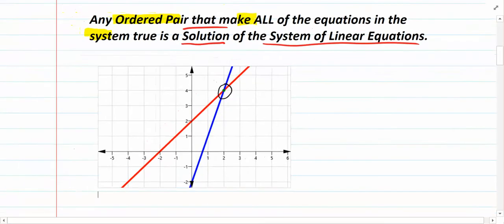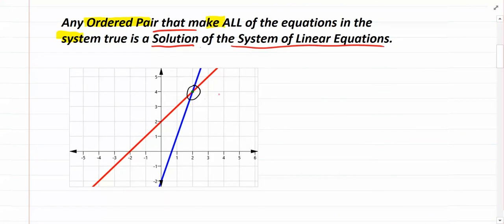So for this particular box, it says any ordered pair. So the ordered pair that we're talking about would be the ordered pair 2, 4. This is an ordered pair. It's an x, y coordinate point, and it makes both of the equations true. Remember that my system was this. It was y equals x plus 2, and then the other one was y equals 3x minus 2.